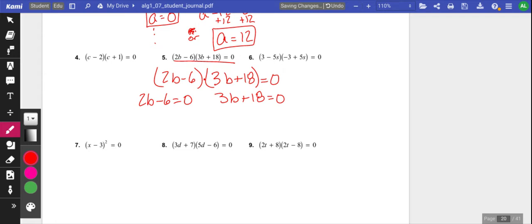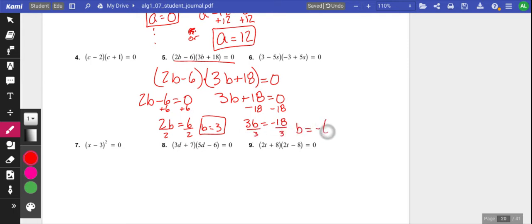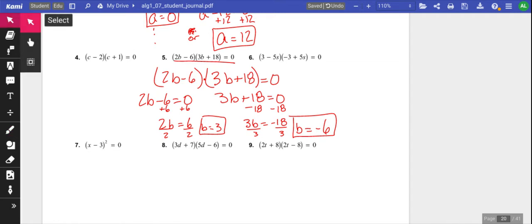Okay, little two-step equation. I'm going to add 6, so I get 2b equal to 6. Divide out that 2 and I get b equal to 3. Same thing: adding 18, so I'm going to subtract 18. 3b equal to negative 18, and divide out my 3. I get b is equal to negative 6. I get 2 answers. And you're usually going to have basically as many answers as you do factors because you're setting each one of those factors, each one of those pieces, equal to 0.